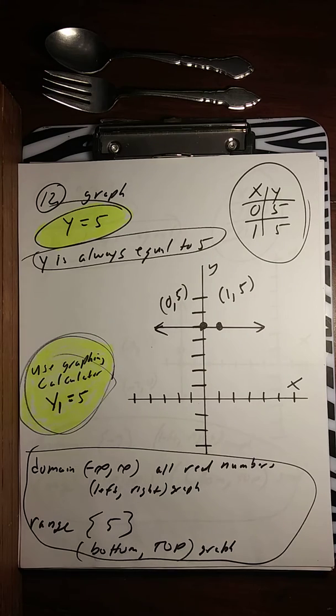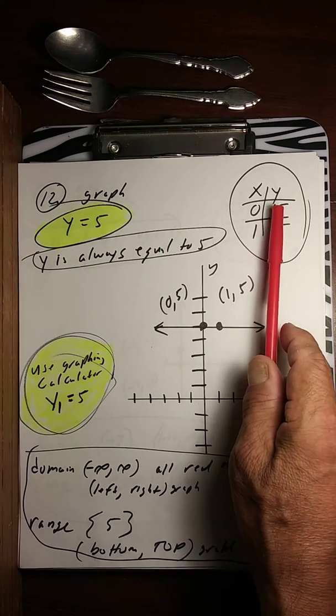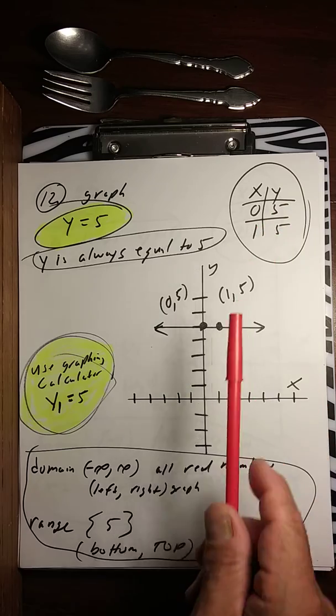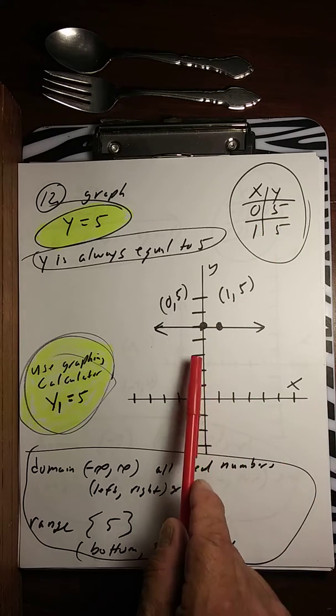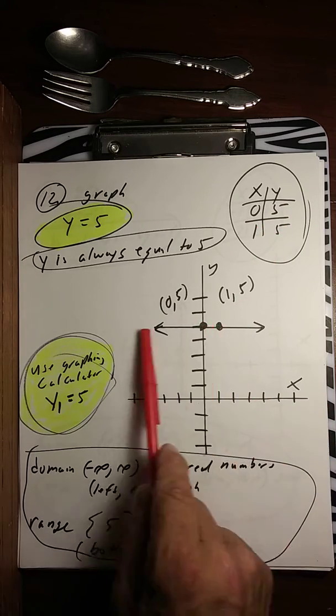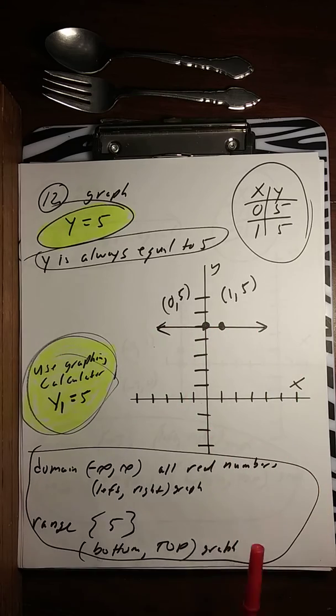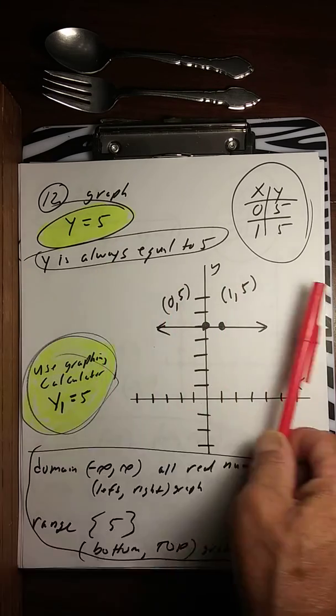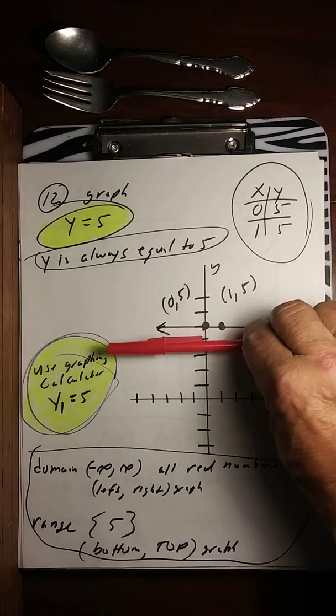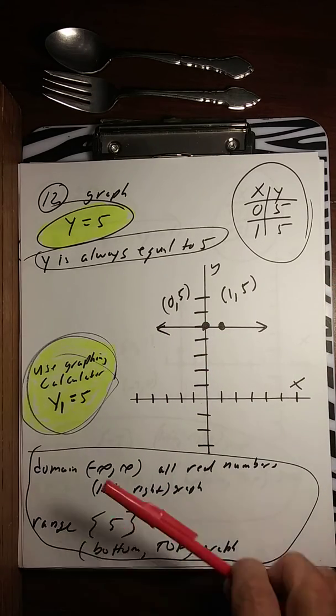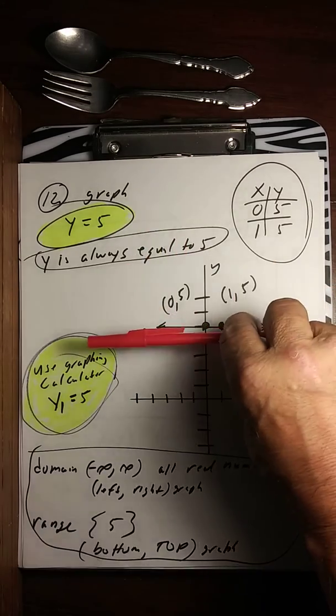This one, y equals 5. So y is always 5. So 0, 5, 1, 5 is the points in there. So then 0, 5, 1, 5. So it's just a line going across like this. So the domain is all the numbers. And the range is just 5. That's it. 5. Domain, range is just 5.